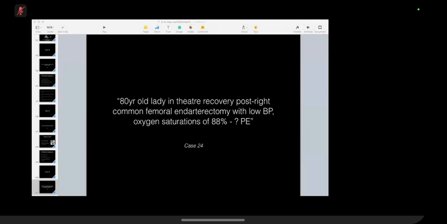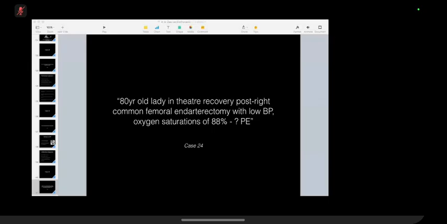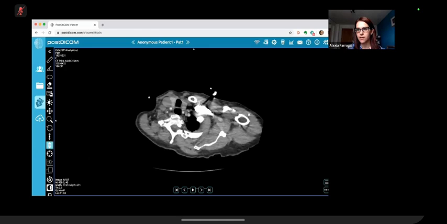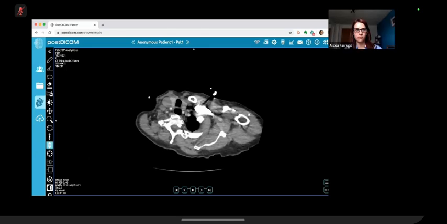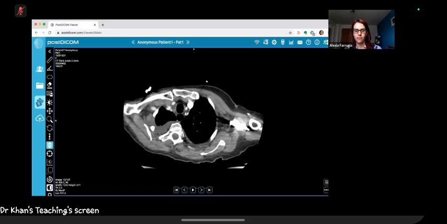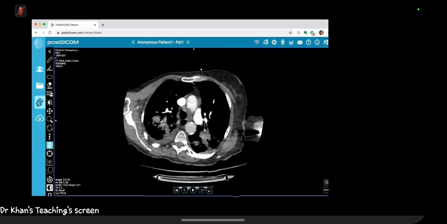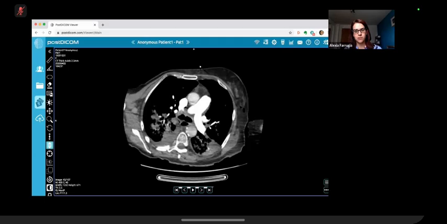Okay, so I'm just preparing the images for you. Okay, can you see the CT now? Yes, I can. Great, okay. So I'm just going to scroll through. So it's on soft tissue window, and then I will scroll again on lung window.